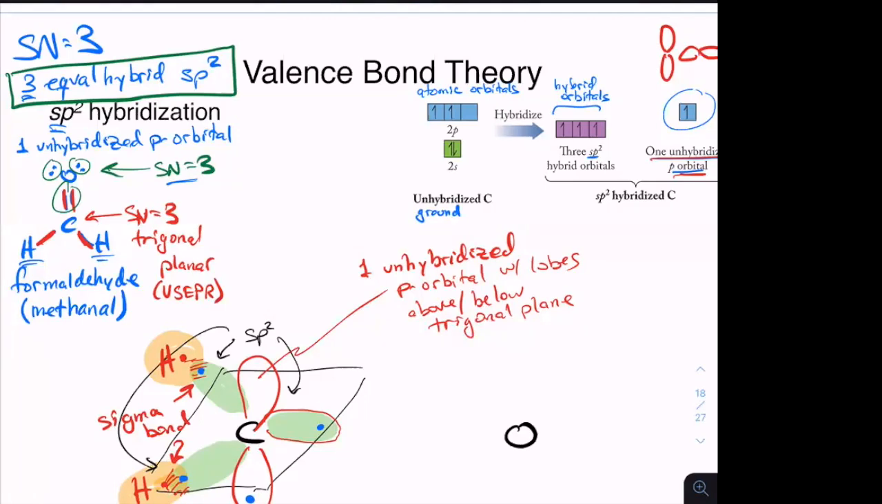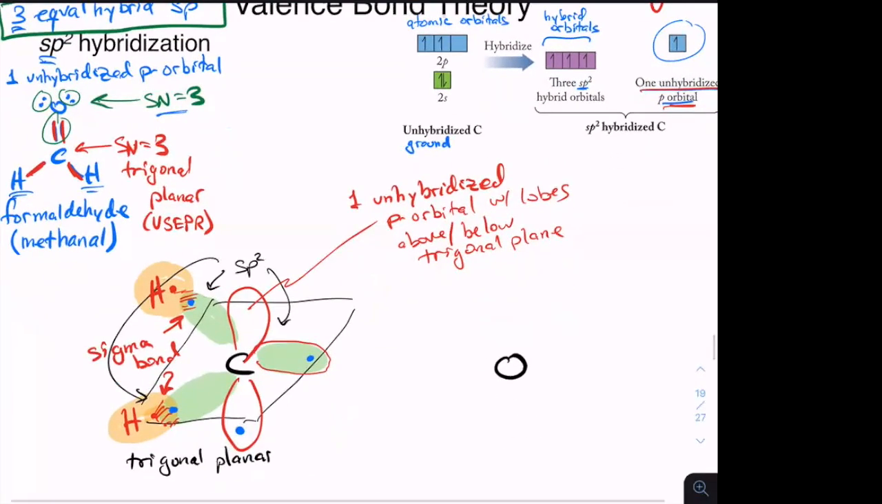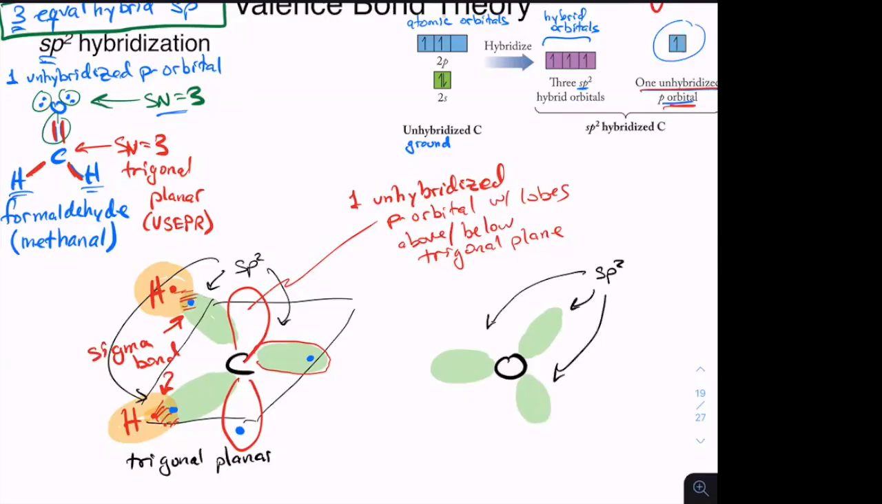All right, so around that oxygen, just like we drew with the carbon, we're going to have the 3 sp2 hybrid orbitals in a trigonal planar configuration. And let's draw that plane again.